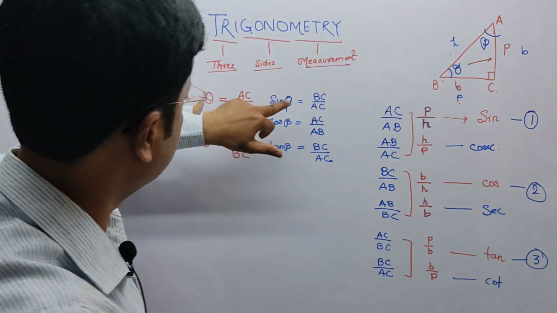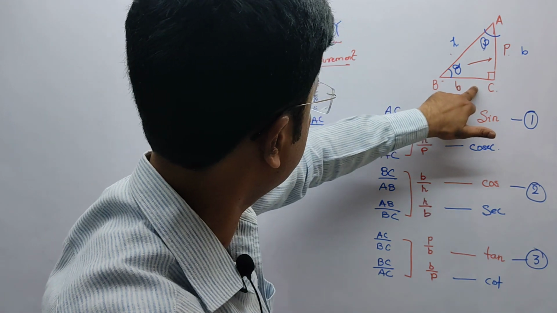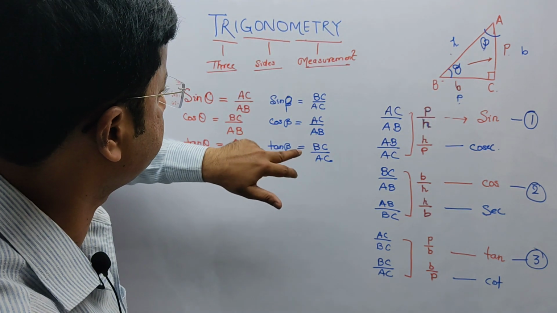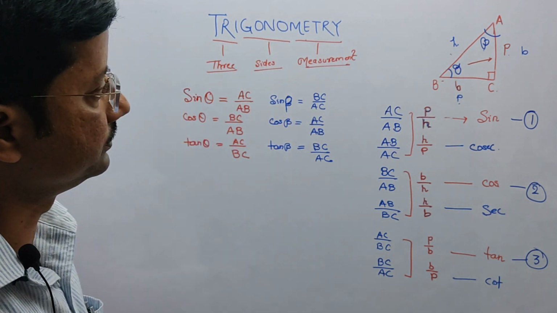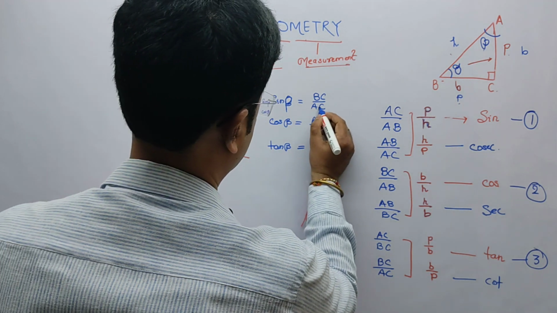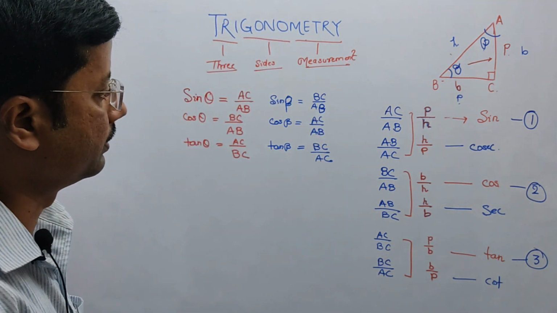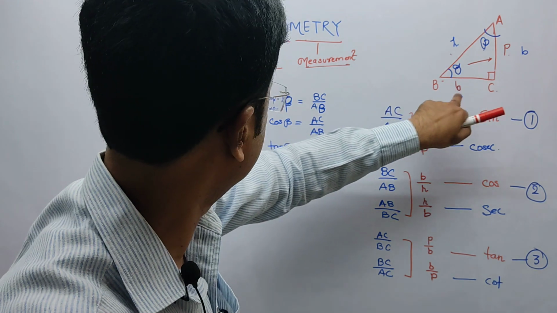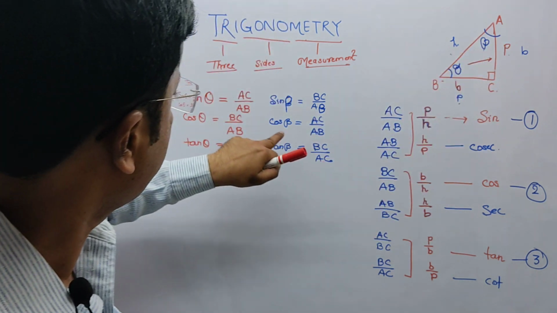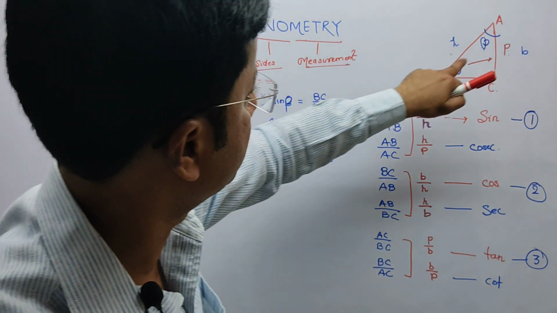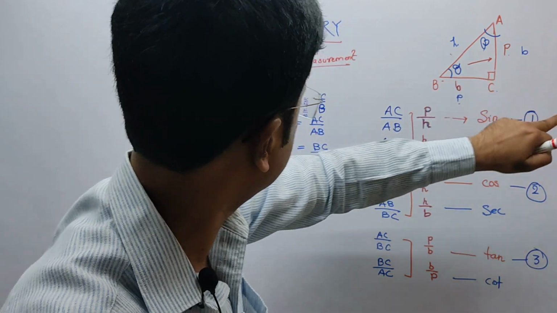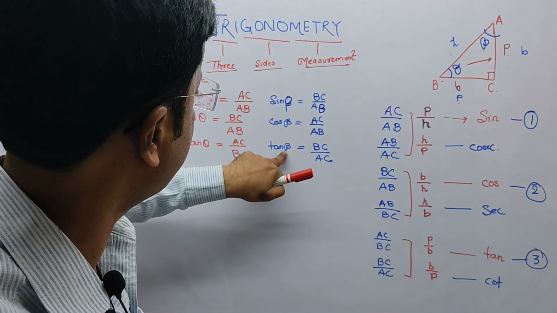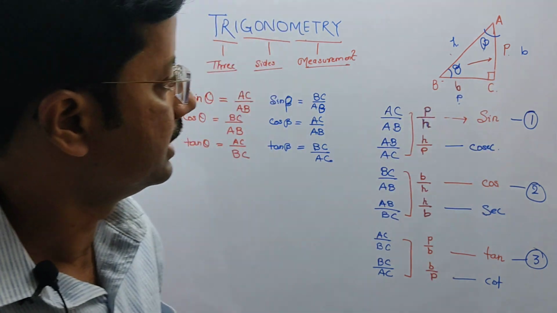What is the perpendicular here? BC, and what is hypotenuse? AB. Sorry, sine beta is perpendicular by hypotenuse, that is BC upon AB. Now cos beta is AC upon AB, and tan beta is BC upon AC.